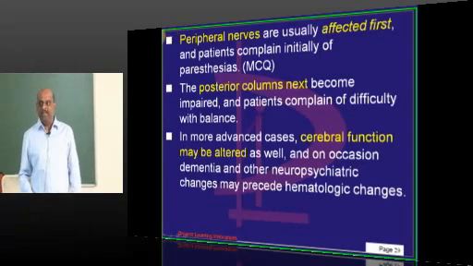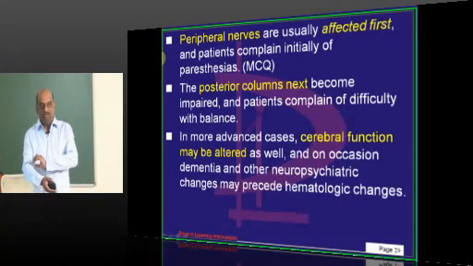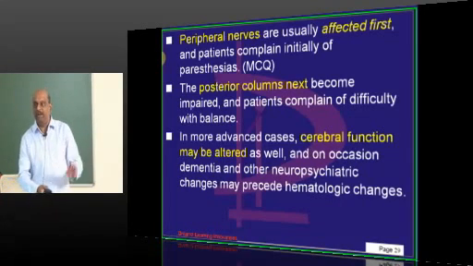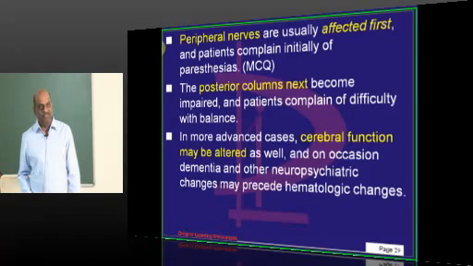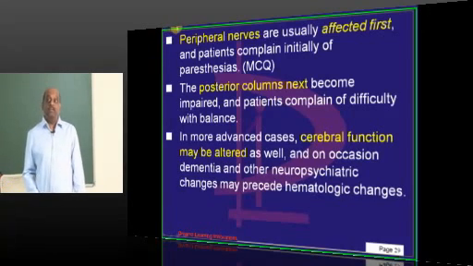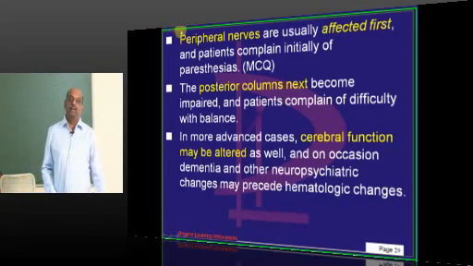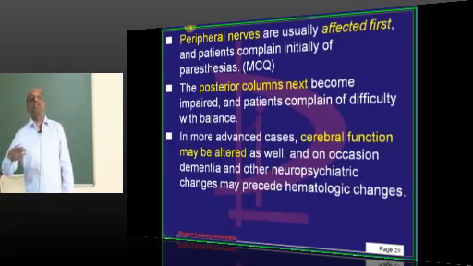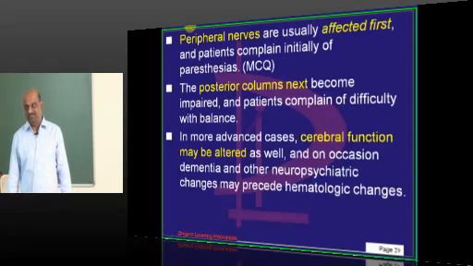What is combined? One degeneration is of the peripheral nerves, there is a demyelination. Second degeneration involves the dorsal columns and pyramidal tract, right? So both spinal cord is involved and also peripheral nerves are also involved.